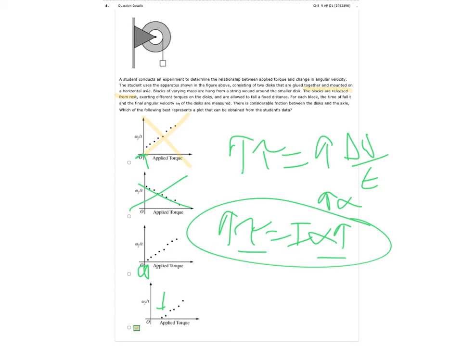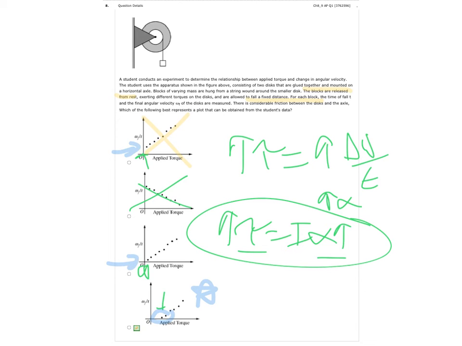And then the other catch was there is considerable friction, right? We're always saying, oh, ignore friction. Well, because there's friction, it takes some amount of force here to get it to move. So that's why this was the answer, because it took some amount of force to get it to move. Otherwise, it would have been moving already, right? So that couldn't have happened.